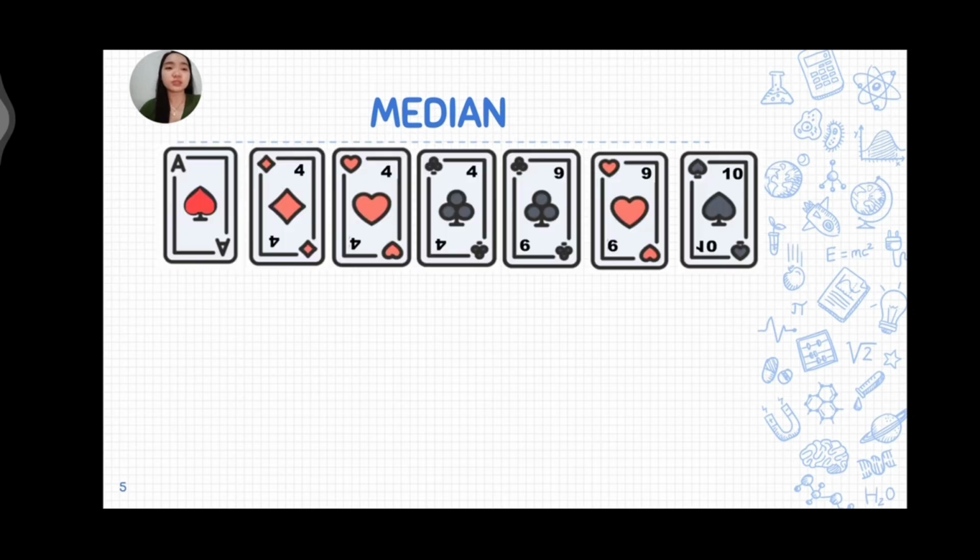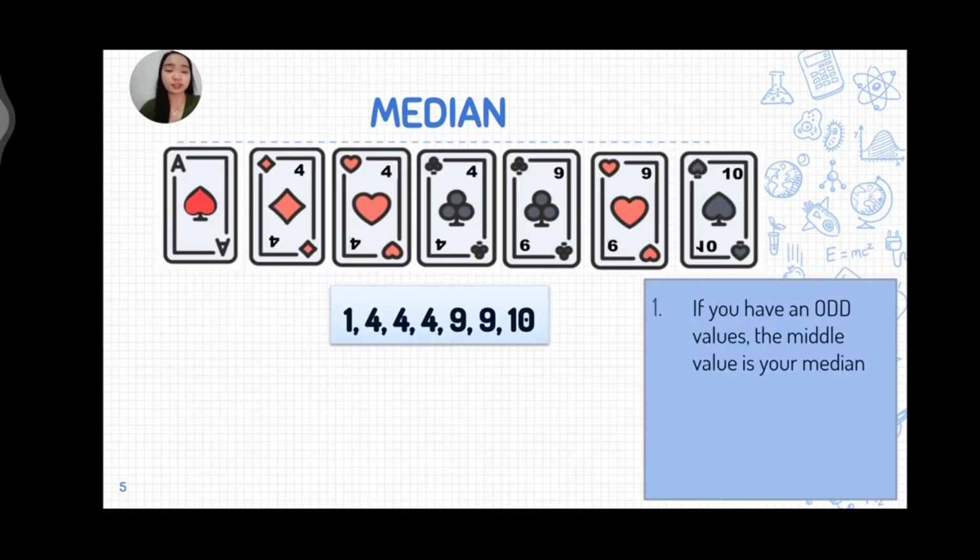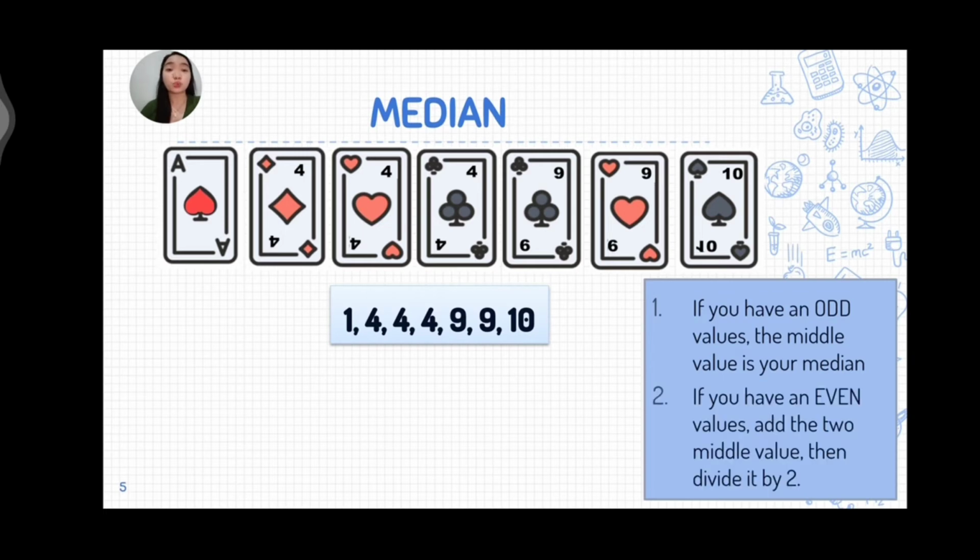Using also the same example, in order for us to get the median, there are two cases. If you have an odd number of values, the middle value is your median. And if you have an even number of values, add the two middle values, then divide by 2. So how do we do that?